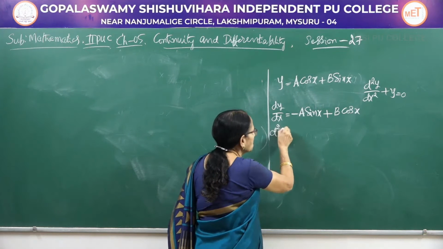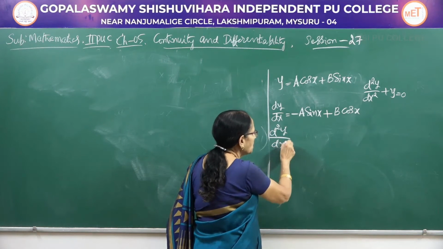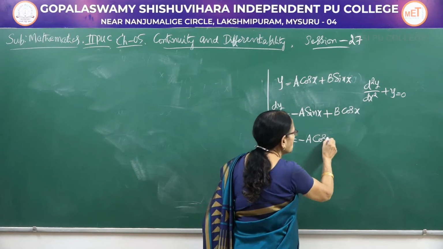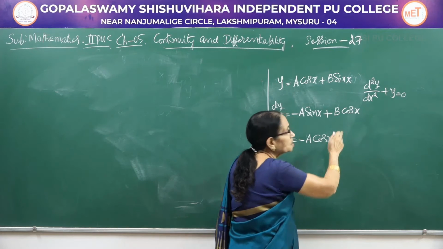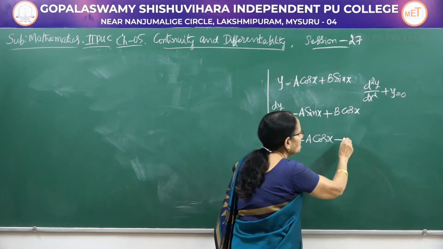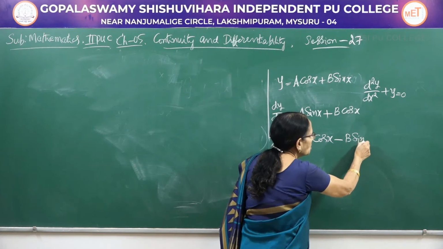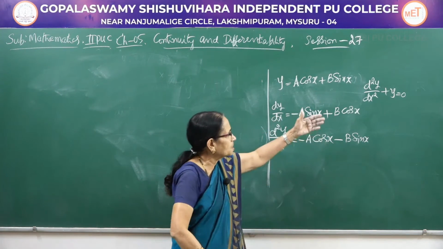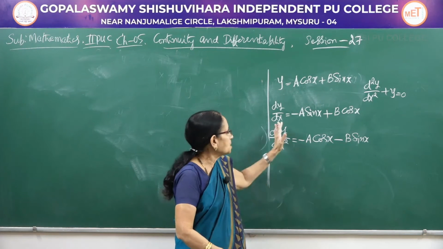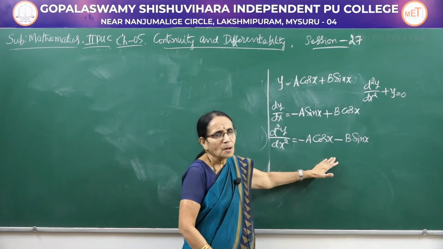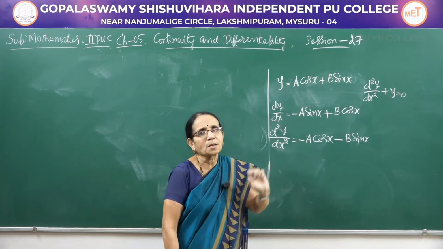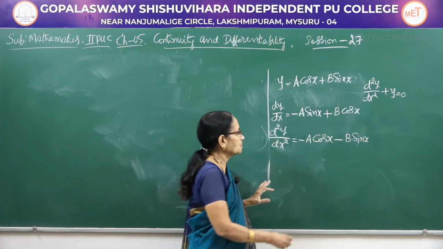Now go for the second derivative. d square y by dx square would be minus a into sin x becomes cos x. Now you know that cos x has the derivative minus sin x. So this plus would become minus, and this is b into sin x. If a particular answer is not expected, you can stop here. If I ask you to find d square y by dx square, you can stop here. But usually for a 2-mark question, they ask you to prove a certain result. Now look at this one.